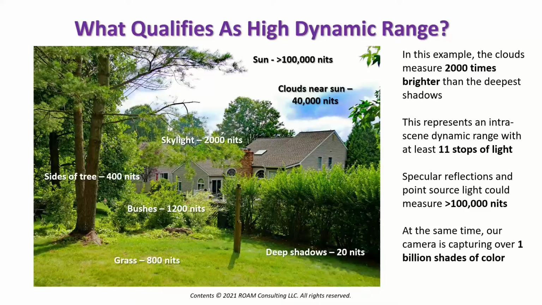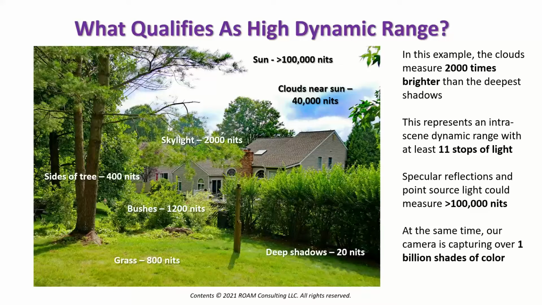The deep shadows in the hedge are measuring around 20 nits. It's pretty dark. The sun is well in excess of 100,000 nits. The clouds near the sun, 40,000 nits. The skylight on the house, 2,000. Sides of the tree, 400. The bushes, 1,200. And the grass, 800 nits.